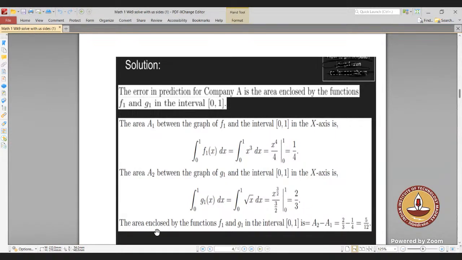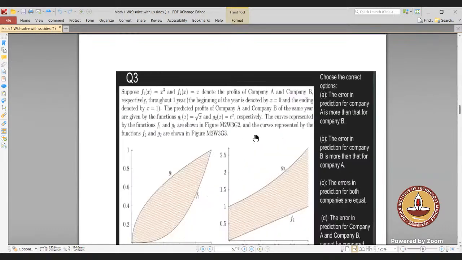Now the area enclosed by the functions f1 and g1 in the interval 0 to 1 is A2 minus A1. It is not A1 minus A2, it is A2 minus A1. So we'll get the answer as 5 by 12. Did everyone get the solution too? Shall we move to the next question now? Yes, sir. So we'll move to the third question now.